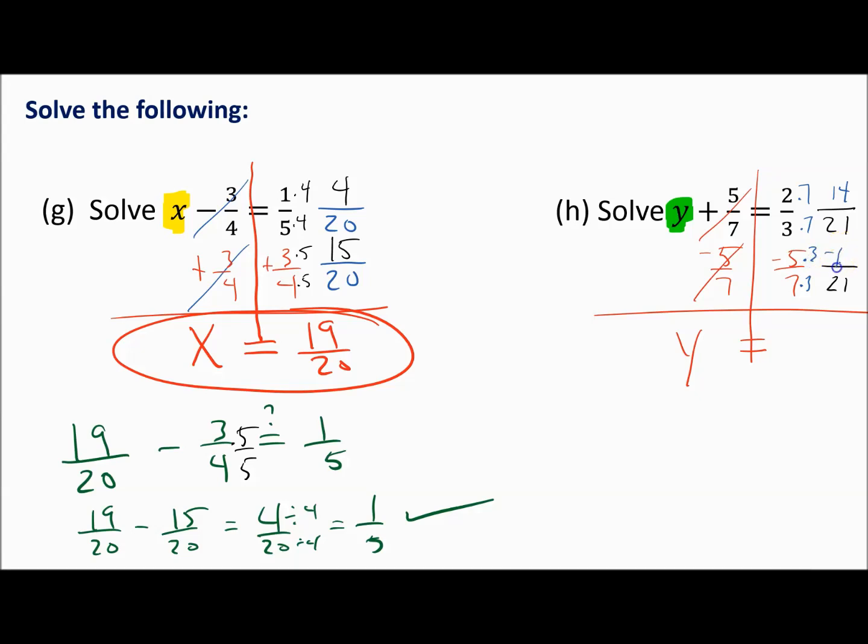That makes that, careful, don't lose the negative 15. Positive 14, remember, plus a negative 15 is a negative 1 over 21, and there's my solution. Now to check it, I've got negative 1 over 21 for my y, plus 5/7. Is that equal to 2/3? That is the real question, right?